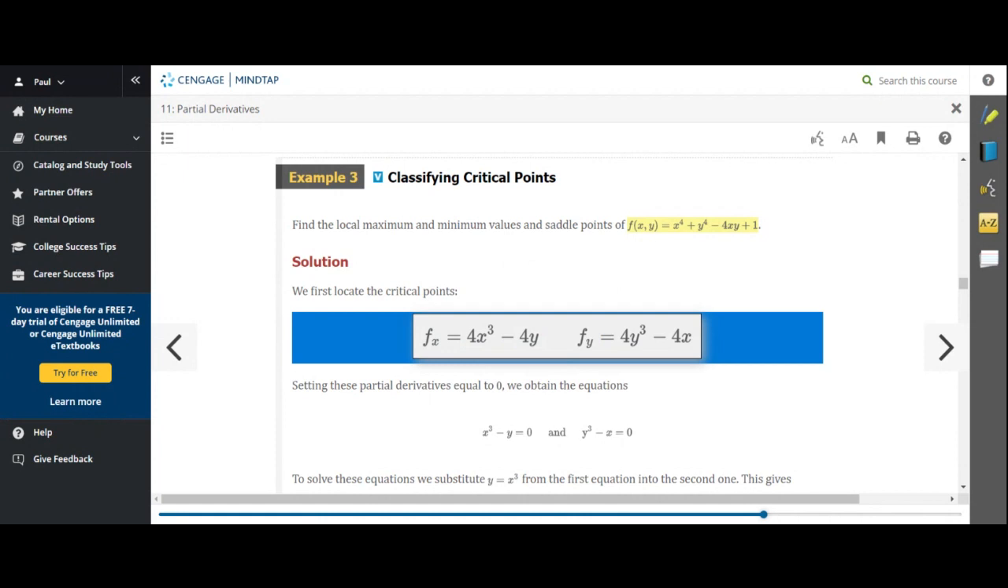And if you do that, you're going to get two equations. You're going to get x cubed. Well, no, hold on.